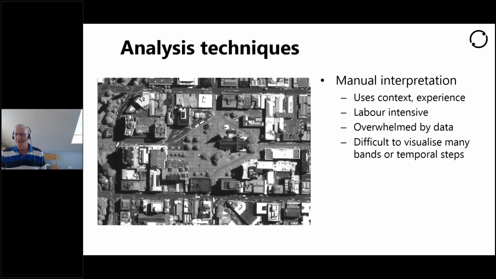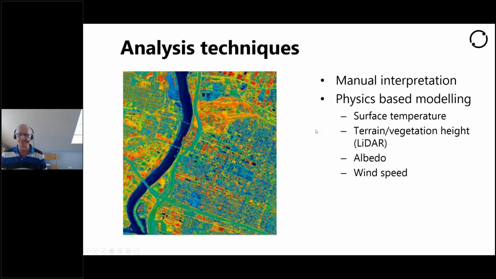So humans are very good at interpreting imagery, but it's certainly labor intensive and will very quickly be overwhelmed by the quantities of data that we have coming from remote sensing platforms. And the other thing I should note is that it's actually quite difficult to visualize some aspects of remotely sensed data. If you've got more than 3 bands, for instance, it's very difficult to visualize multiple bands simultaneously. And similarly, if you've got a lot of temporal steps in your imagery, it's difficult to visualize that. So manual interpretation certainly has its limitations.